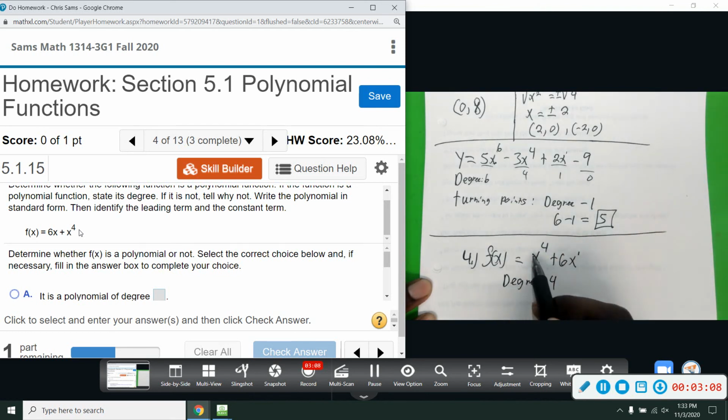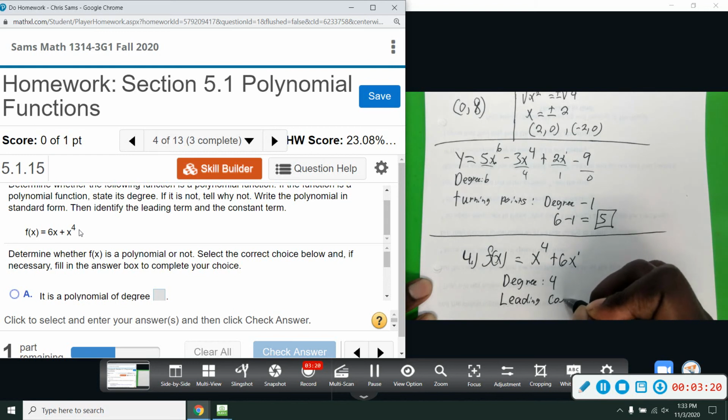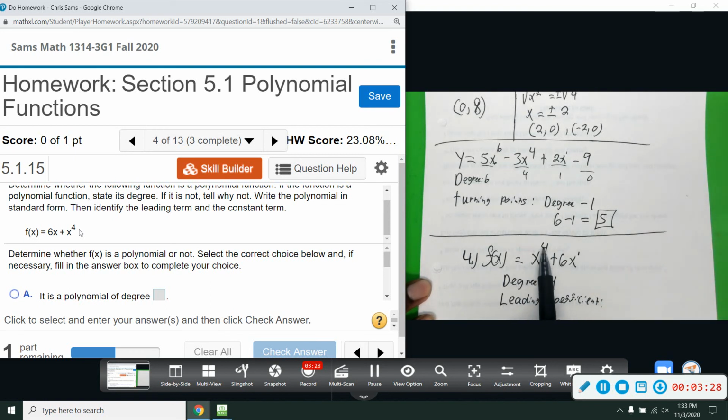Okay. The leading coefficient, the number in front here, is understood to be a 1. Leading coefficient is just a term that means once you identify the leading term, the biggest exponent, the number in front of that will be the leading coefficient. It's understood to be a 1.